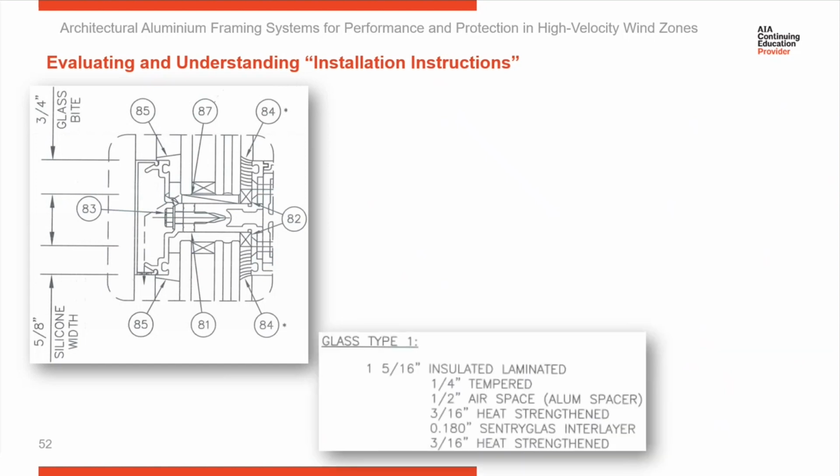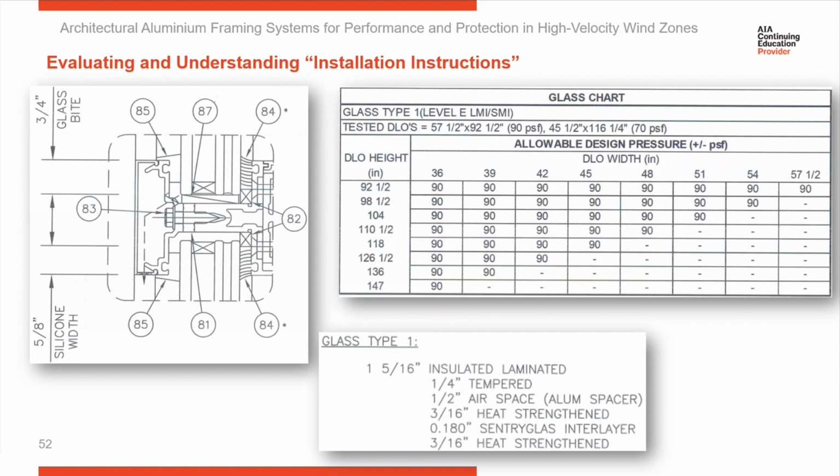And then it describes one of our glass types. Glass type 1 is called out. This is your typical impact insulated glass unit in an impact application. The total depth is 1 5/16 thick. It has 1/4 inch tempered glass on the outside, a 1/2 inch airspace, and then your laminate inner layer. So now we're going to go to a glass chart.